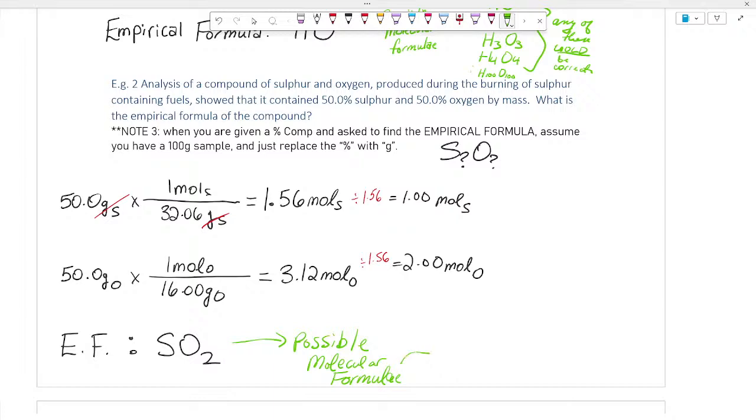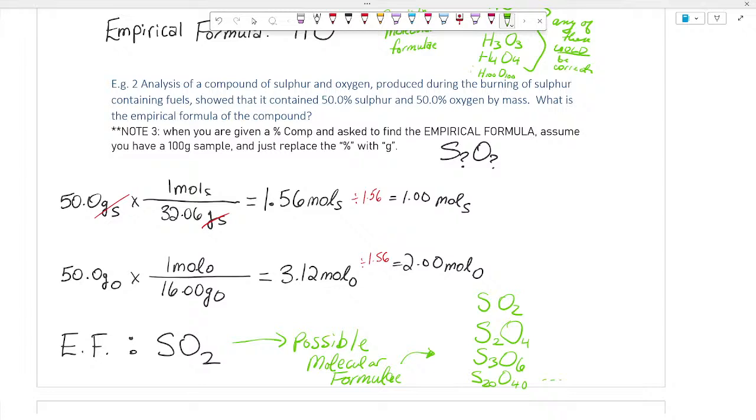So now we would want to do some further tests because, yeah, this could be S2O4. What else could it be? I guess it could be S3O6. Don't forget, it could be SO2, right? What else could it be? I don't know. Could it be S20O40? I don't think that's very likely, but it could be. I don't know, right? It could be an infinite number of things.